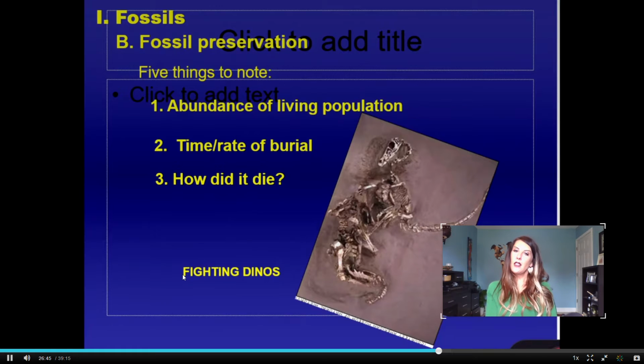Our third line of fossil preservation, we always ask the question, how did it die? So what caused the thing to die in the natural environment? Did they get trapped in the La Brea tar pit, or did something kill it? This is a famous picture from the fossil record. And if you look at it closely, it looks like there's two dinosaurs kind of fighting to their death. So they're combating, and eventually neither one of them made it, so they both died.